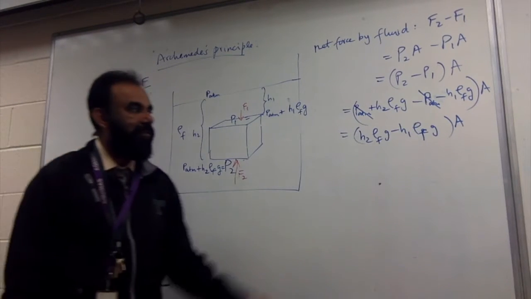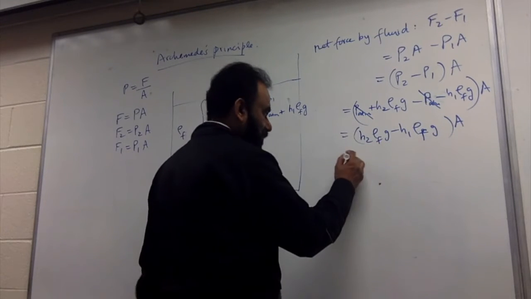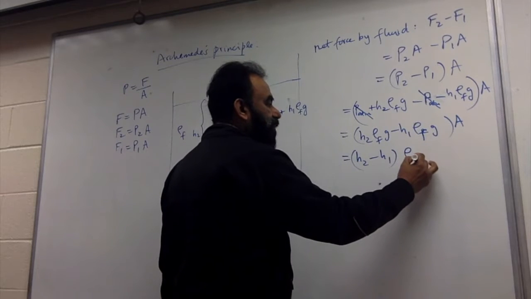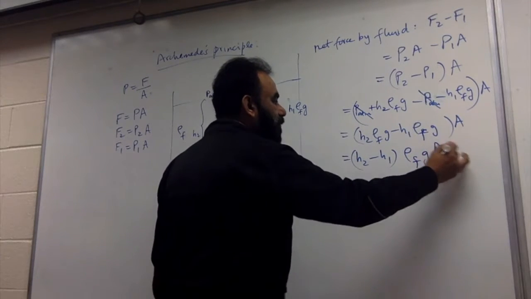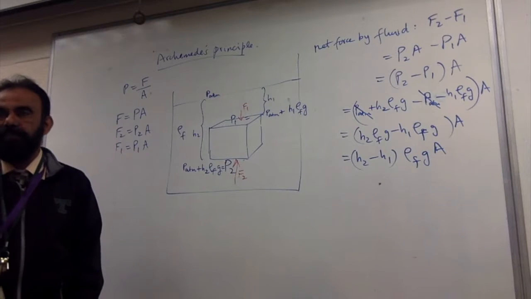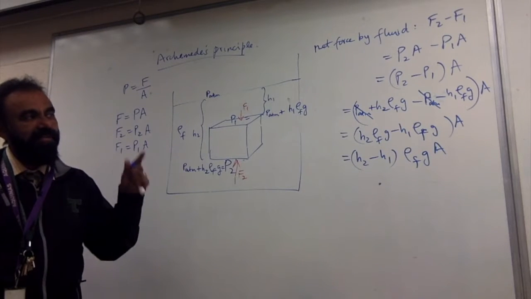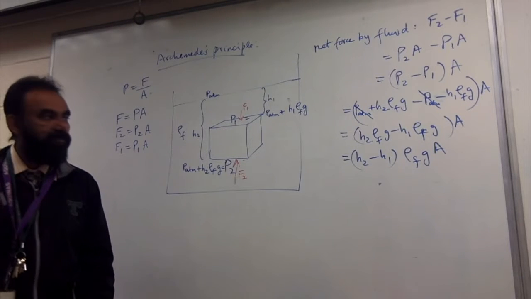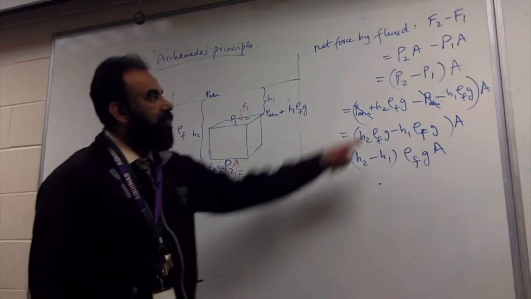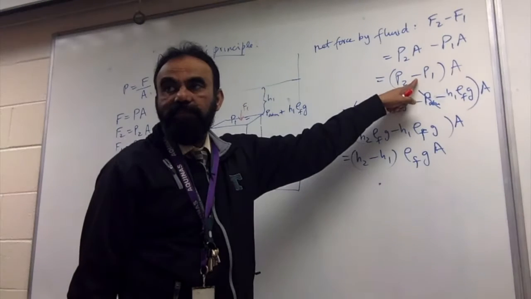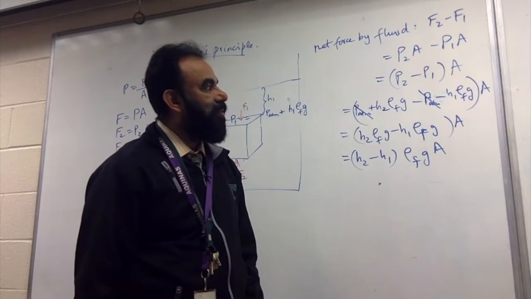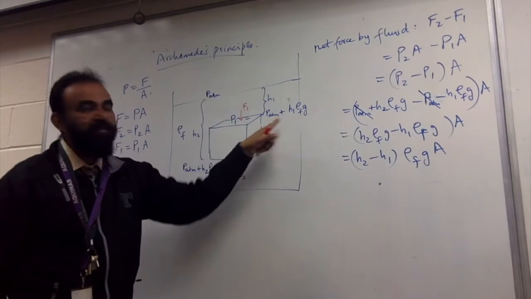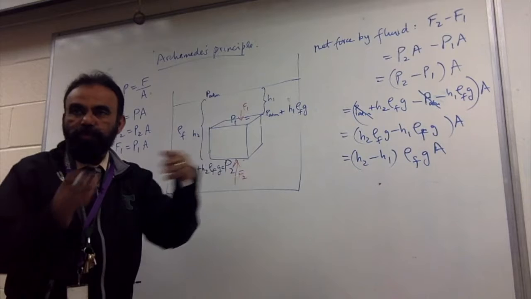So it's H2 minus H1 times rho F times G times area. Now, don't worry much if you don't understand these things in detail, but try to follow it. Why is it minus H1? Because of this. So wouldn't that just make the negative? So this negative goes to both of these when you open the brackets.